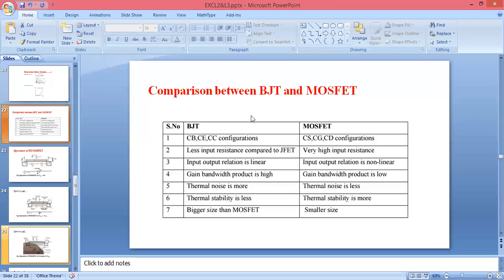As well as if you compare MOSFET with BJT, it has a very small size. The advantage is that with compact size, there is less space on the IC, but we can put more and more MOSFETs. That's why we are using MOSFET in comparison with the BJT.